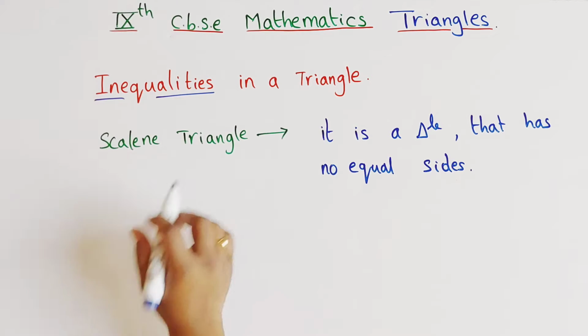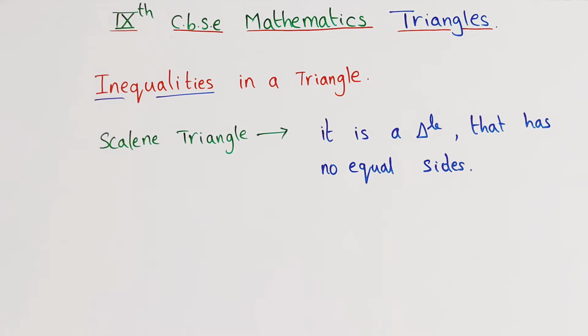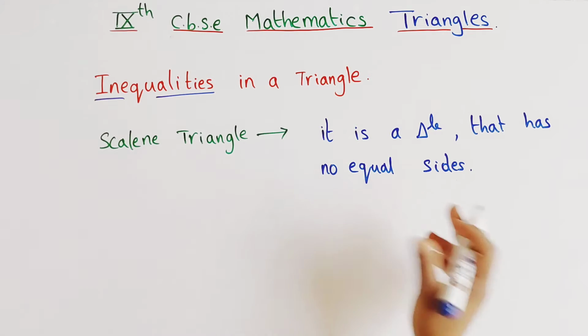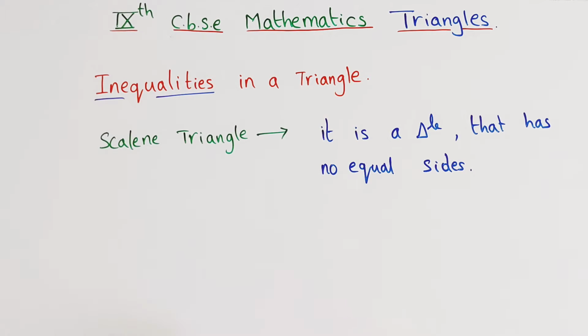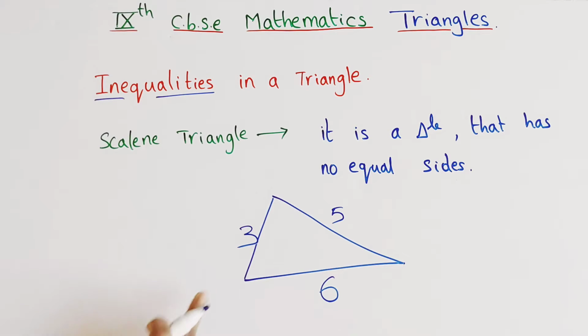What is a scalene triangle? You have already learned this in your small classes. It is a triangle that has no equal sides. See, it is 3 centimeters, 5 centimeters and 6 centimeters. This is an example of a scalene triangle. It has no equal sides, children. Now we are discussing these properties.